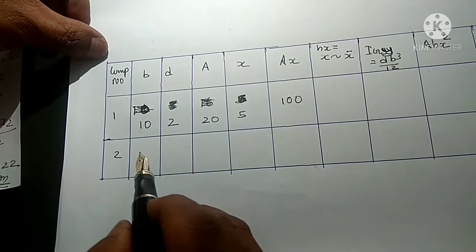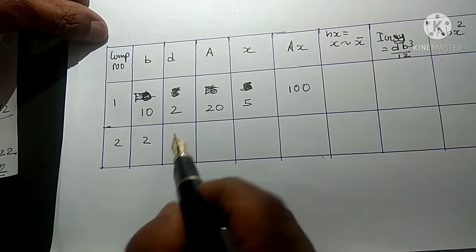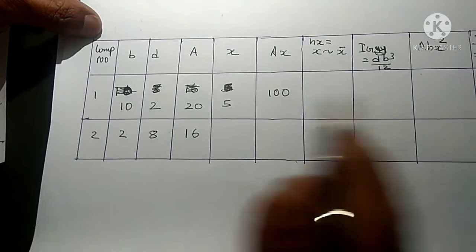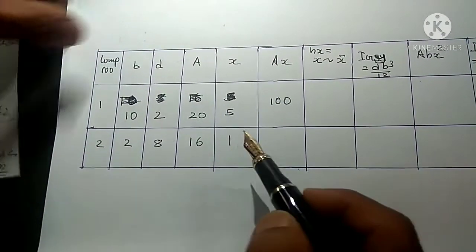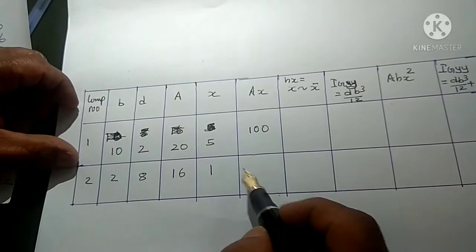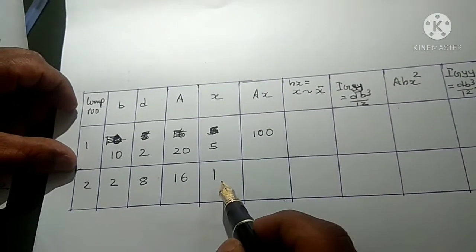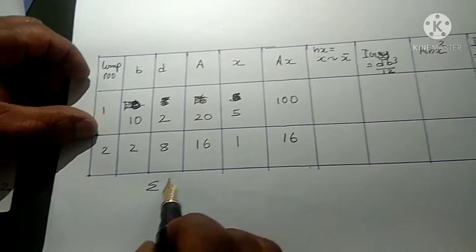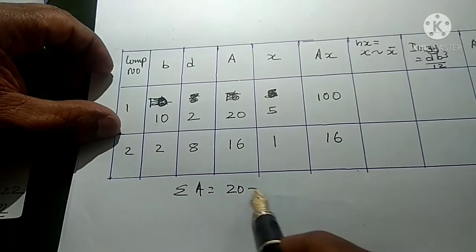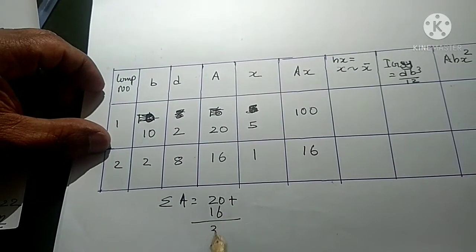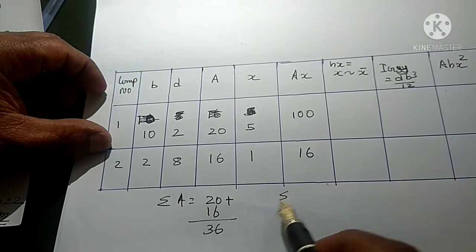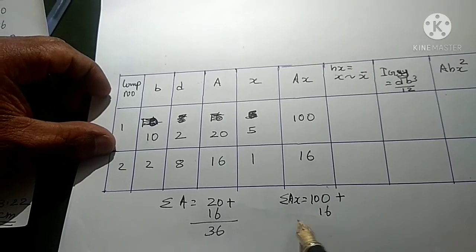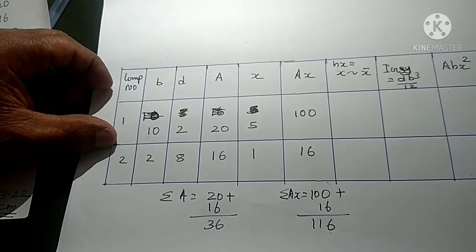And about the second one, B is equal to 2, D is equal to 8. Area is 16. Then what about the X, which is 1? So therefore this value is 16 into 1, which is 16. And here sigma A is equal to 20 plus 16, which is equal to 36. And here sigma AX is equal to 100 plus 16, which is equal to 116.